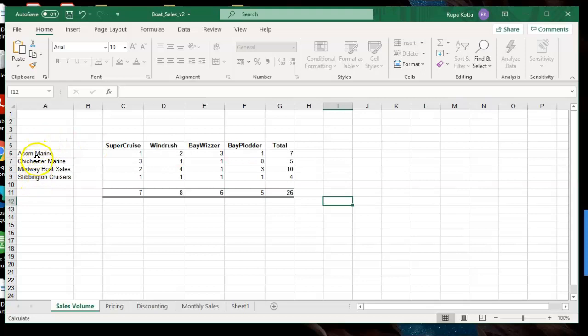And then they're selling these to different customers. Their customers are Acorn Marine, Chichester Marine, Mudway Boat Sales and Stibbings and Cruisers. So these are the products they are selling, and these are the customers to whom they are selling the products.